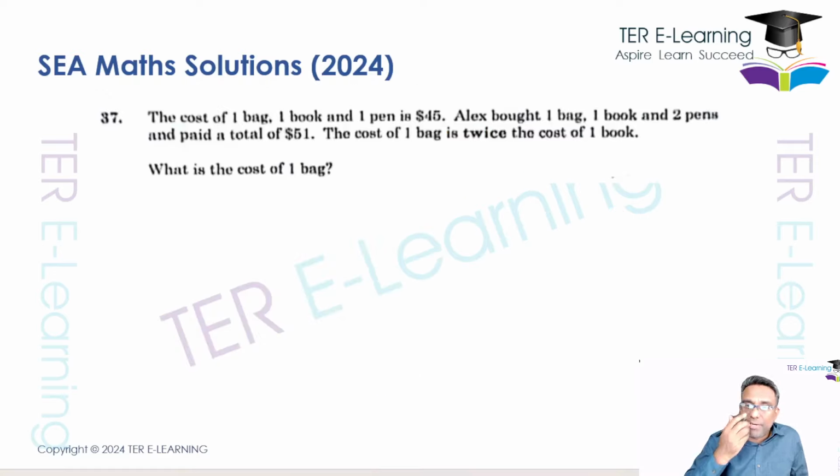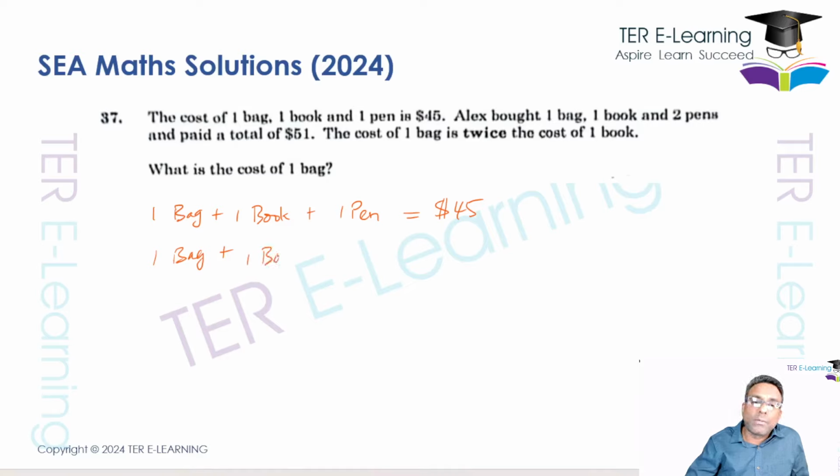Question 37, right? The cost of 1 bag plus 1 book plus 1 pen is $45, right? 1 bag, plus 1 book, plus 2 pens is equal to $51, right?